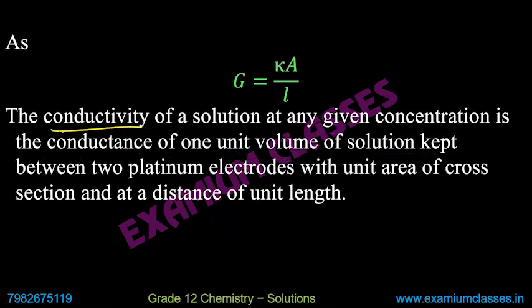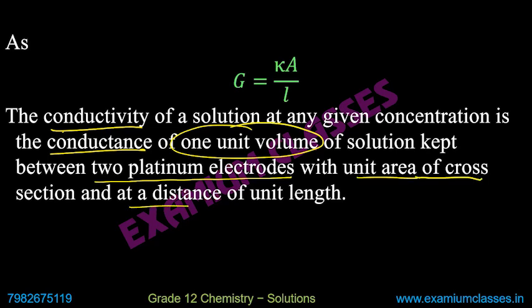The conductivity of the solution at any given concentration is the conductance of 1 unit volume of the solution kept between two platinum electrodes with unit area of cross section and at a distance of unit length. We are saying the same thing we said earlier, but instead of just saying unit cross-sectional area and unit length, now we are moving towards unit volume, because there will be 1 unit volume if area is 1 unit and length is 1 unit. And then whatever conductance is there, that will be conductivity.